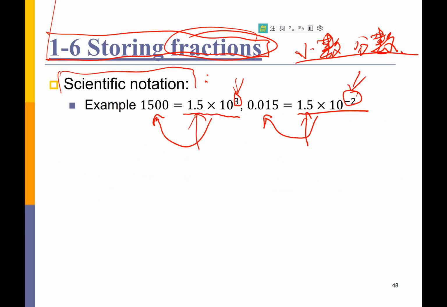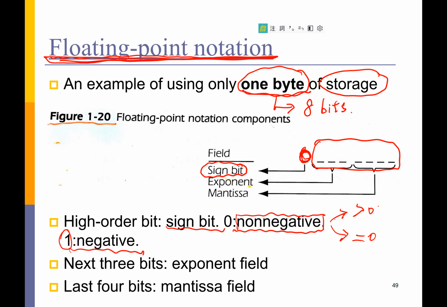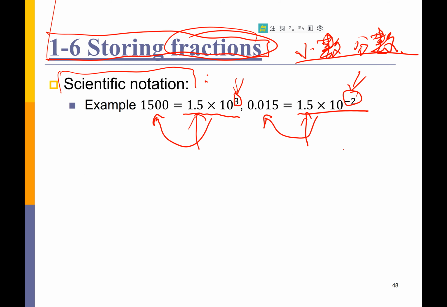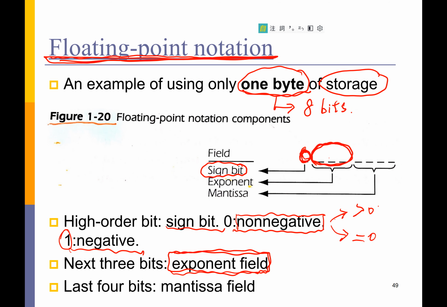Now, the second part is here, which contains 3 bits. And these 3 bits, we call the exponent field. Okay? It's similar to here: 10 to the power 3, 10 to the power negative 2. The difference is this exponent is not based on 10, it's based on 2. Okay, it's based on 2. You guys will understand what I meant.